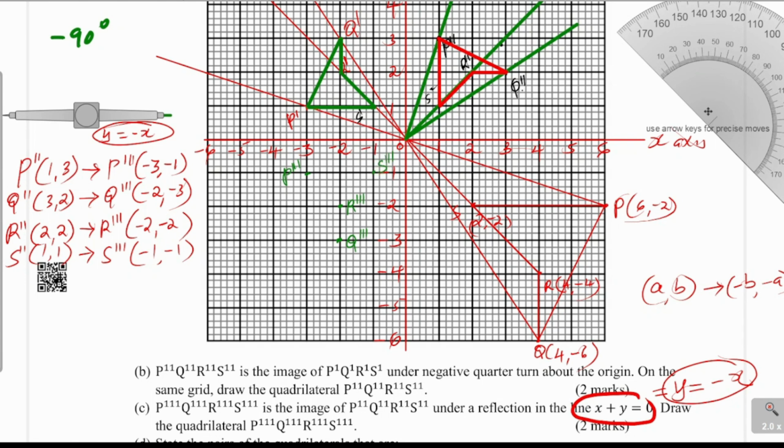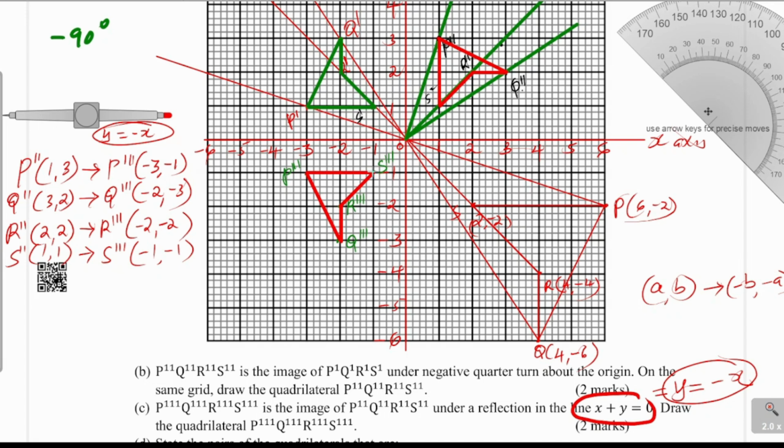So the points are here. P3, (-3, -1). And then we have Q3 here, (-2, -3). And R3 is here, (-2, -2). And S3, (-1, -1). So we can join those points. You can join them. So P1 to P3 to Q3, then to R3, then to S3, and then you complete it like that.